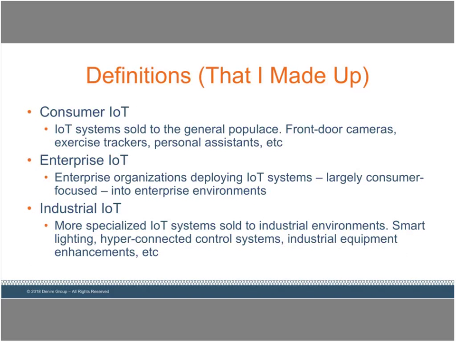These are the definitions that I use for different types of IoT, different use cases. And again, if you have thoughts on these, please feel free to share them in the questions. This is an evolving area, and I would love to hear people's perspectives. So the first thing I look at is consumer IoT, and those are IoT systems that are sold to the general public. Front door cameras, exercise trackers, personal assistants, things of that nature. And again, that's what we see a lot of the mention of in the press.